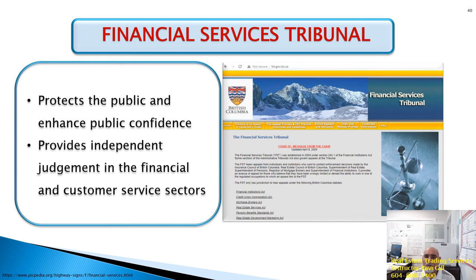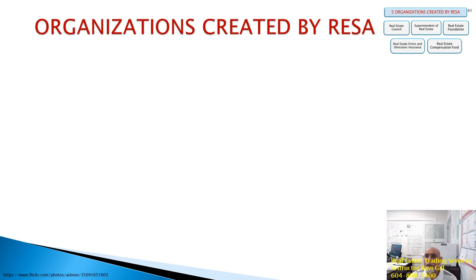Okay, the Financial Services Tribunal is set up as an independent judgment body in the financial and customer services sectors. So they can hear your appeals if you feel that the council or the superintendent have made an incorrect judgment. So remember, it's the council or the superintendent that can do all the investigations, and they do not need any court approval, and they can investigate anytime before or after getting licenses.